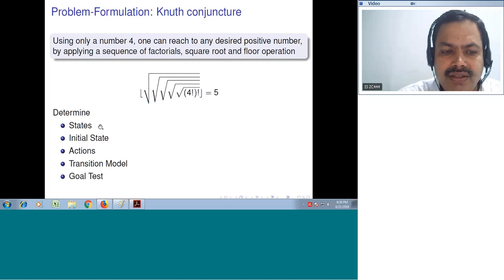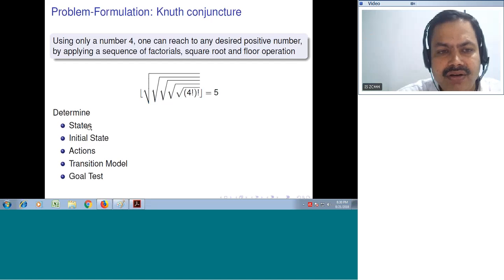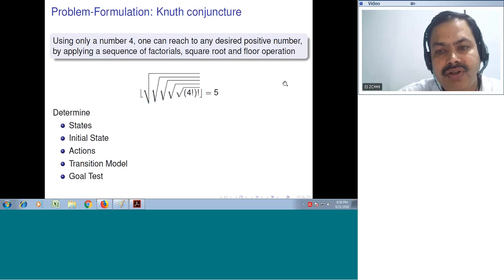So what are the states? How many states do we have here? Infinite states we have now. What is the initial state? Any single number 4, because you have only the number 4. Then infinite states, because with infinite possibilities you can create all the different numbers, and then you say that from this number to this number I want to reach. And what are all the operations?